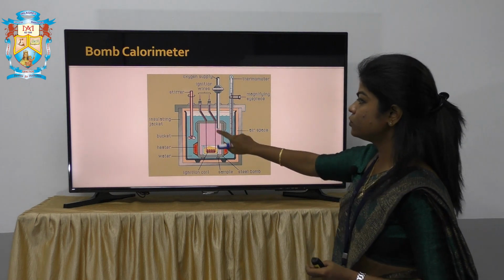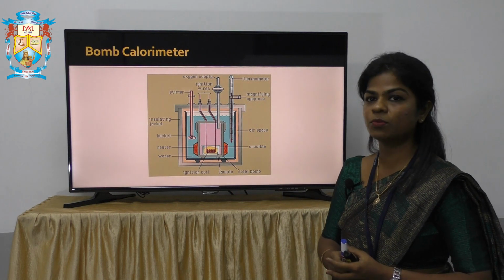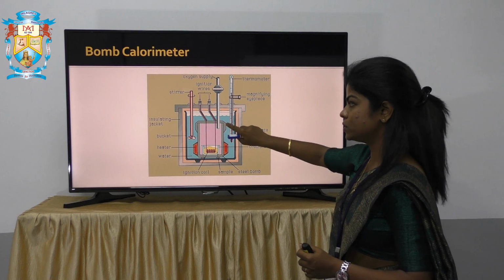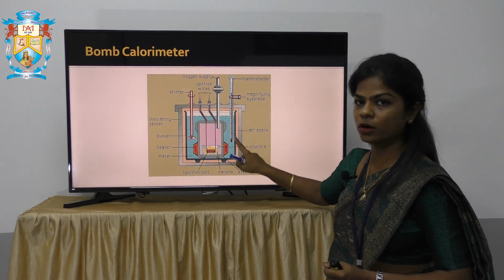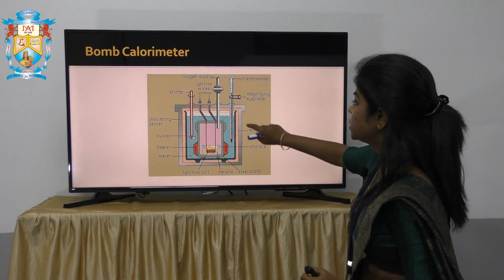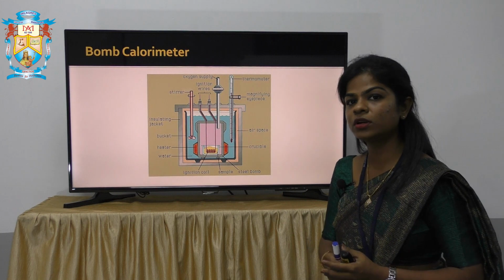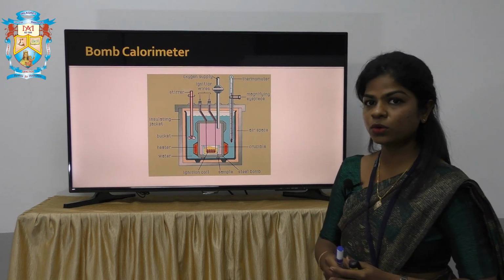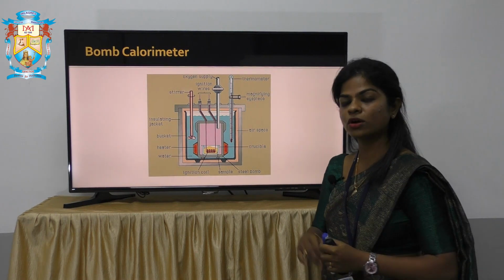Then the oxygen valve will be pressurized to about 20 atmospheric pressure. Then the oxygen valve is closed and the bomb is immersed into a weighed amount of water. Then the temperature of the water rising and falling is noted down using differential thermometers. So the temperature is noted down at intervals of 1 minute.